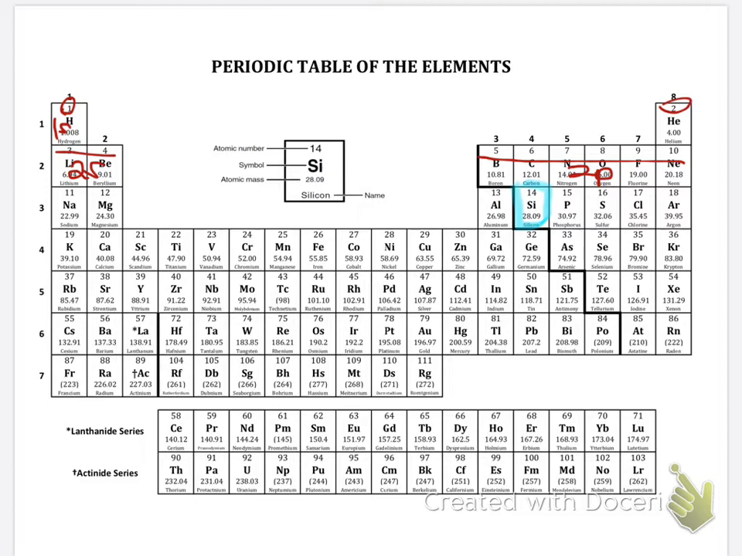Then we can move on to sodium and magnesium, again continuing to read our periodic table like a book. That's our third energy level, s electrons. And silicon's last two electrons are also in the third energy level, but they're in a p block.